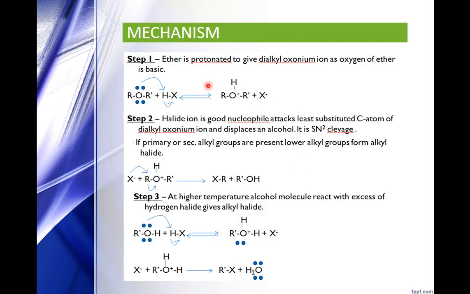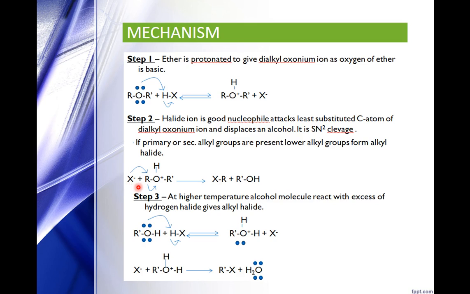Now what is the mechanism of this reaction? Why does it take place? This is the ether molecule. We are taking mixed ether. R and R dash are different groups, right? So lone pair of electrons on oxygen, they will take up H. X negative will go. So this type of product is formed. Now this type of product is being reacted by X negative.